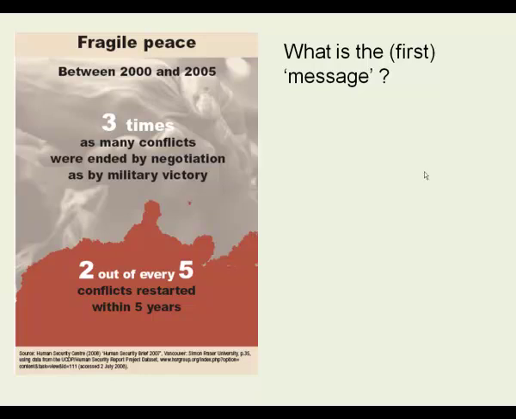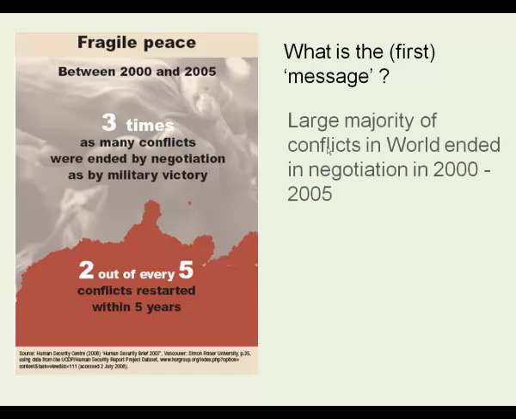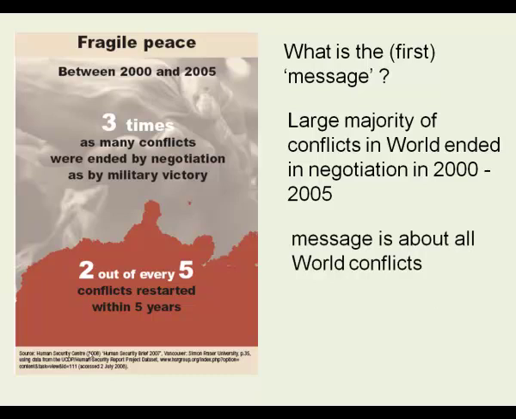What does this message apply to? Well, they're talking about the large majority of conflicts in the world. So all the conflicts in the world they're talking about. Where does the data come from? If you follow up the links at the bottom, you'll find that actually they've used a database of all recorded world conflicts. So in this case, the message is about negotiation rather than victory is how things end. That's the first message at the top. It's about all the conflicts in the world, and the data is from all conflicts in the world.